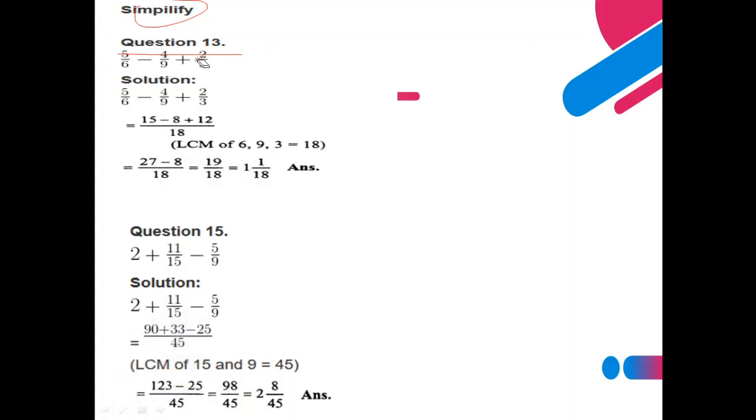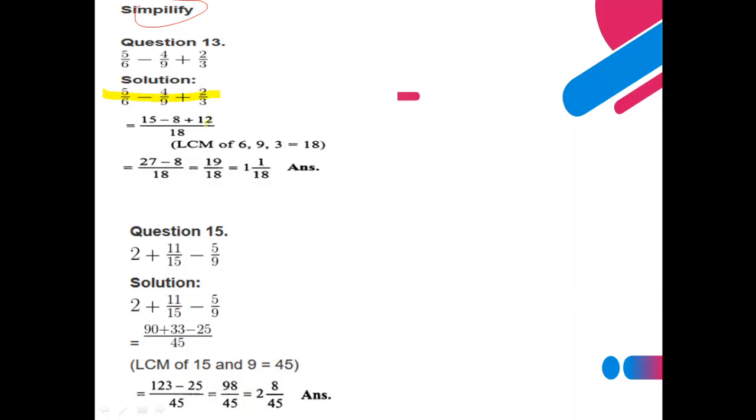Here the same concept is there, but we have to simplify using multiplication, addition and subtraction, both concepts in one question. So see, first: 5 by 6 minus 4 upon 9 plus 2 by 3. Firstly we have to take the LCM of 6, 9 and 3. The LCM of 6, 9, 3 is 18. And now solve.